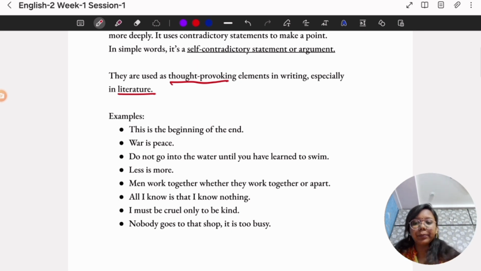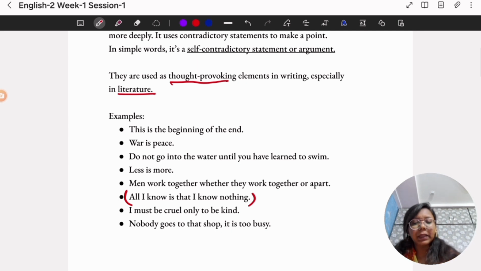So let's see. All I know is that I know nothing. This is a famous statement. Here, if you observe, "all I know" and "I know nothing" are completely two different things. It is so weird when you listen to it for the first time. But if you see the meaning behind it, no matter how much you learn, there are a lot more things out there to know about, to learn. So that's the meaning here. No matter how much you learn about something, there is so much more to learn.